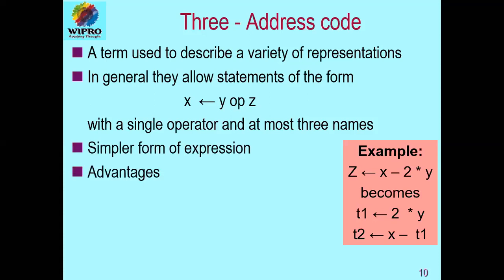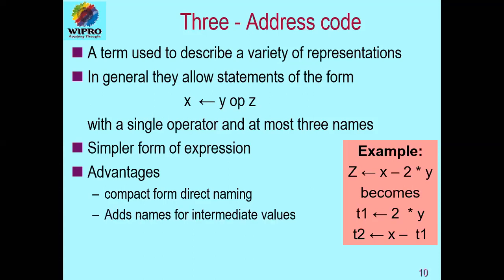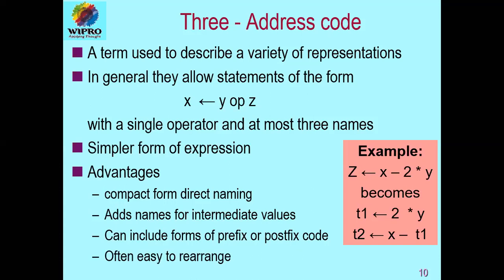There is a simple form of expression, an advantage compared to direct naming: it adds names to the intermediate values, and can include forms of prefix and postfix code, and is often easy to rearrange. But beyond all these things, the major advantage is that all programming language constructs can be easily represented using three address code. We shall take each one as a separate example. Such problems are like: convert the given code to three address code representation, and then represent them using different data structures like quadruples, triples, and indirect triples. So that needs to be done. We shall see all of them.